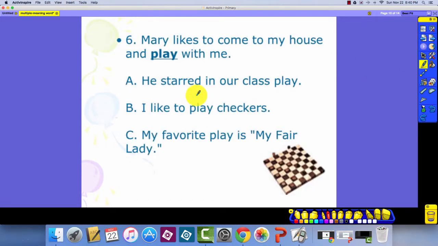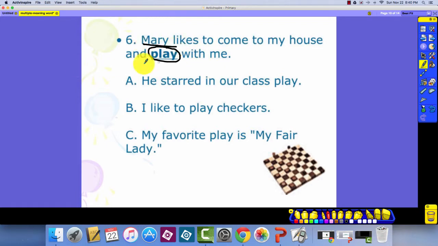Let's look at number 6. Mary likes to come to my house and play with me, okay? Well, play is, again, a multiple meaning word. Play could be to do something with someone, or it could mean to go to a show. You might go to a show to watch a play, okay? Broadcast, a production, okay? So let's see what clues we have in a sentence to help us figure out what this word play means. So Mary likes to come to my house and play with me.